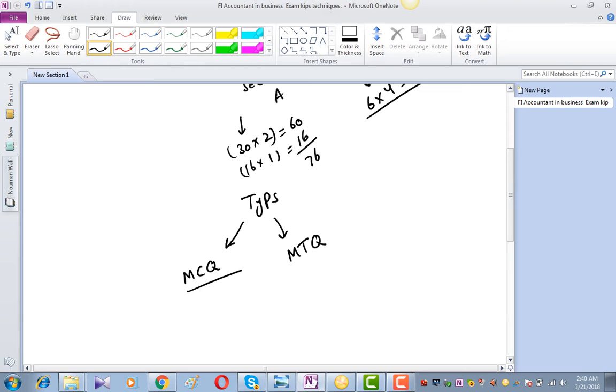in that area. So in MCQs, if there is one option which is correct, you have to select that option. If there are two correct options, you have to select two options if you want to get full marks. If there are three options which are correct, you have to select all three, otherwise you will be given zero marks in that question.